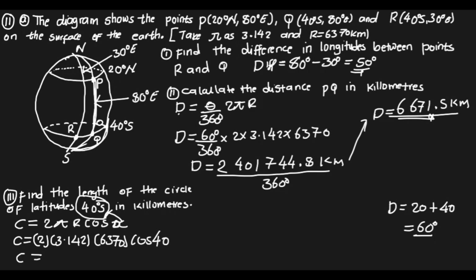Then we can just do the calculations. So we have 2 times 3.142, then times the 6370 times the cos 40. So the final answer is 30,664.05 kilometers. So this is our circumference. Okay, so let's move on to question B.